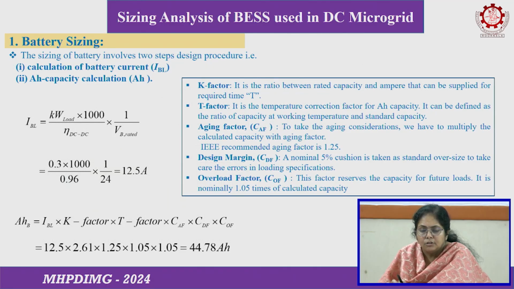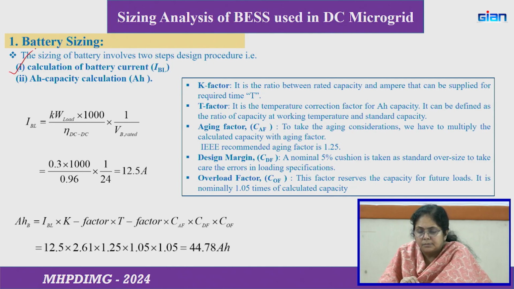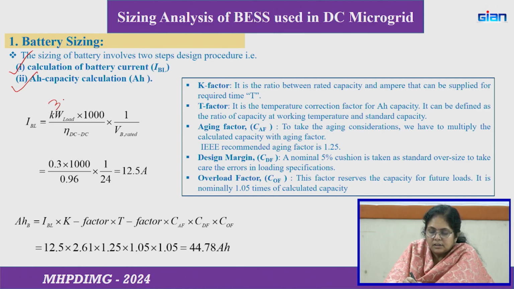So, how will we choose the battery rating or battery sizing? In the first step, we have to calculate the battery current and then the ampere hour. For the battery, you have to give the voltage, current and the ampere hour capacity. Based on the load, already I have told, it is 300 watts, so that is a 0.3 kilowatt load you are designing for.